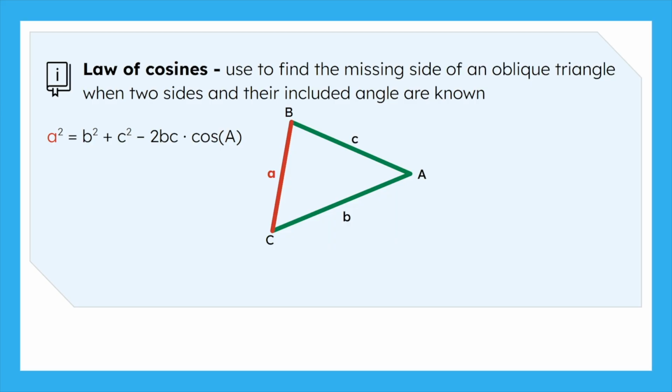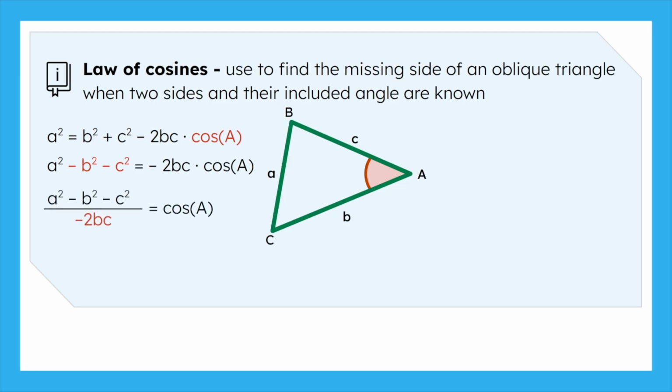To find out, we're going to see what happens if we use some algebra to rewrite the formula with the goal of getting cosine of A by itself. We can start by subtracting b squared and c squared from both sides. Then we can divide both sides by negative 2bc. Finally, we can cancel and simplify the negatives to get a new version of the original formula. Cosine of angle A equals b squared plus c squared minus a squared, all divided by 2bc.